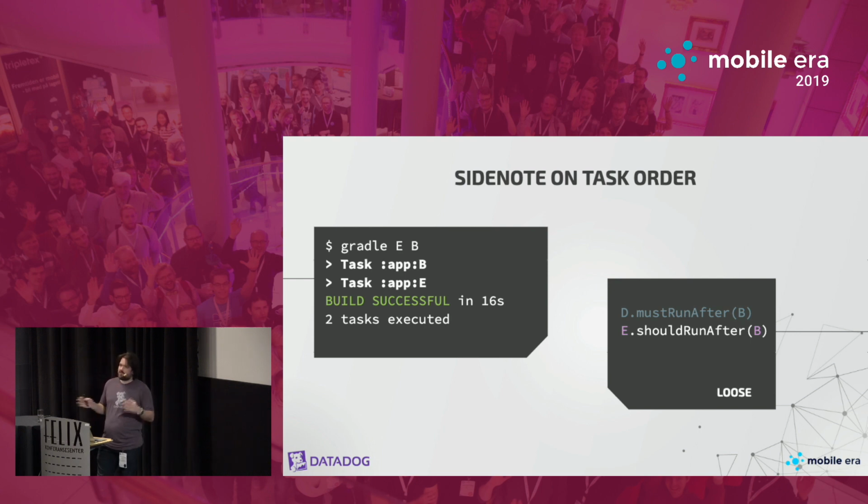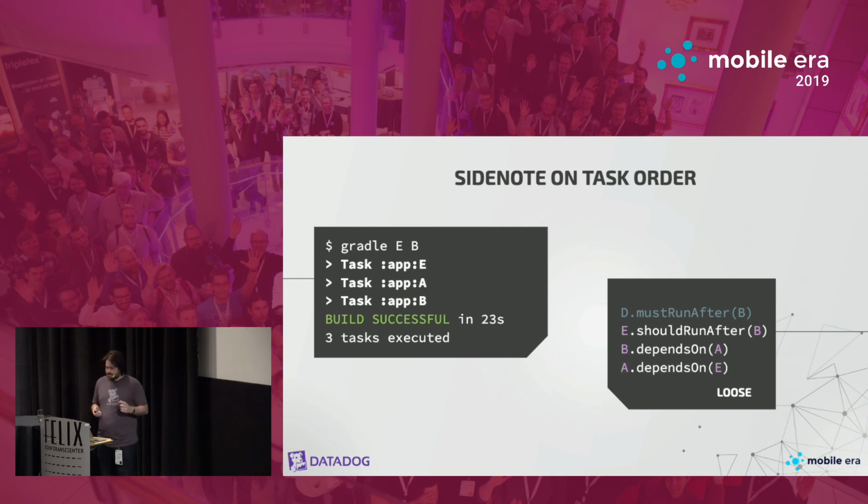In some cases, when you have multiple processors and tasks run in parallel, it might happen that it's not going to honor this preference. Also, if you have a dependency cycle where B depends on A and A depends on E, you can't have E running both after B and before B. So it's just going to silently follow the strict dependencies and ignore this one.